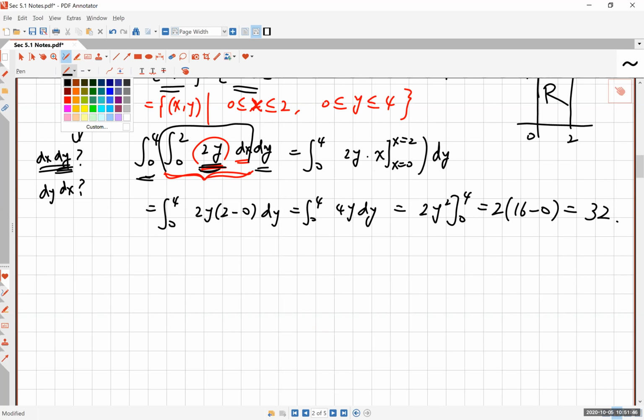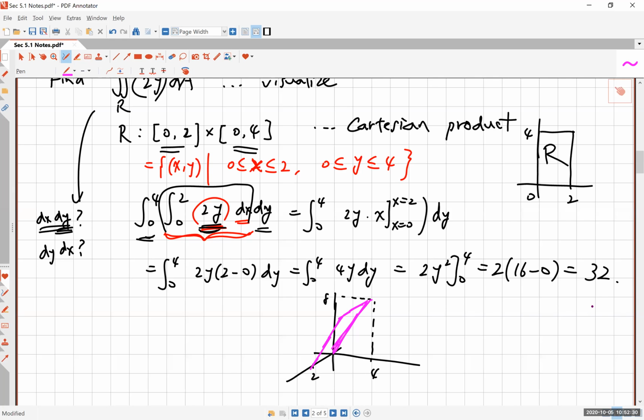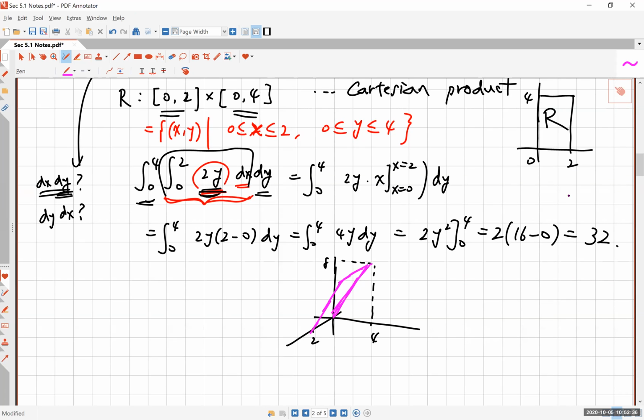Give me a moment to draw this, and I will come back. So the integrand was f(x, y) equals 2y, and that's this plane. I mean, z is equal to 2y. So when y is 4, of course, z is 8. And when y is 0, z is 0. And x doesn't matter, so you extend it in the x direction. This is what the function looks like.